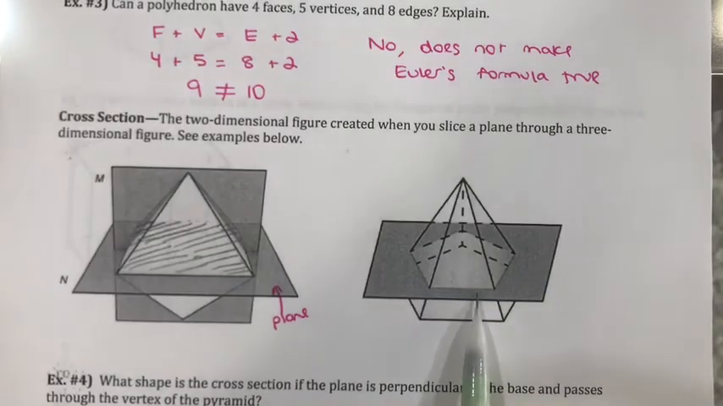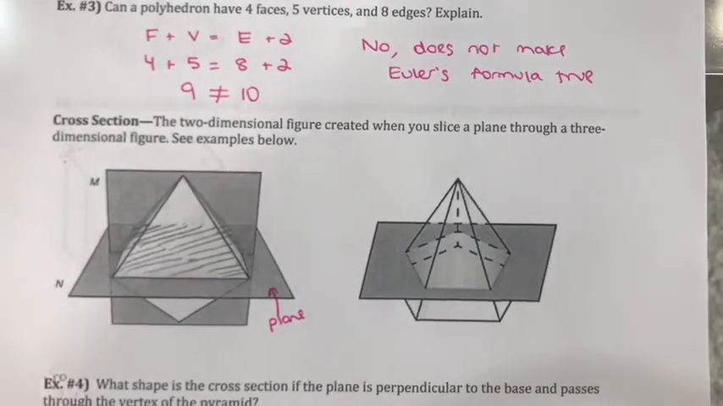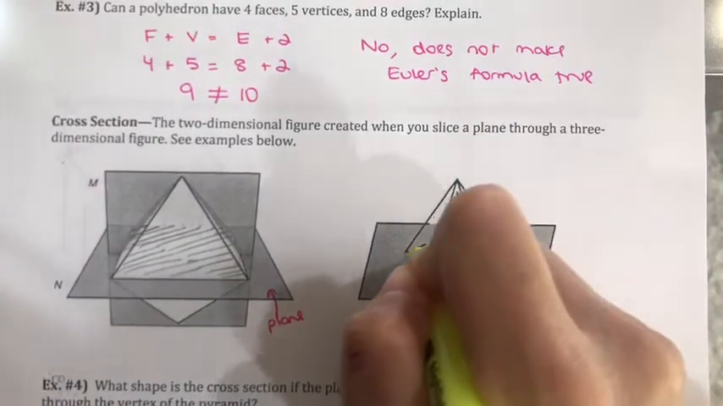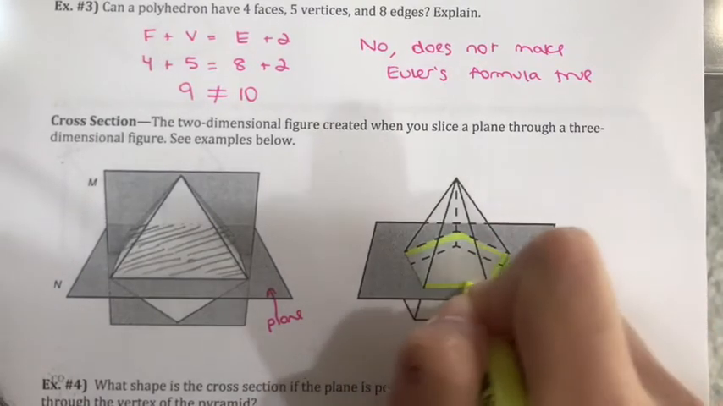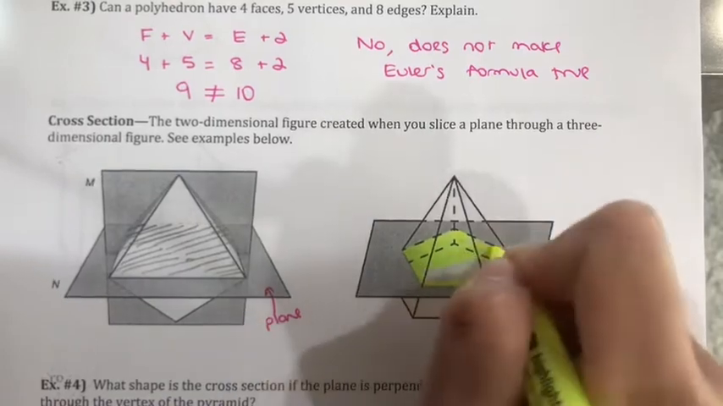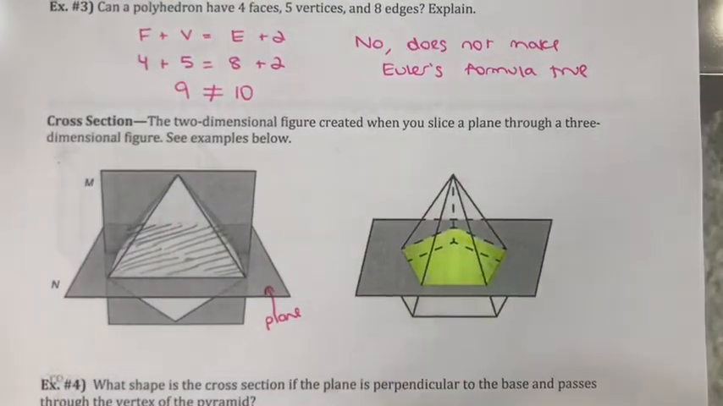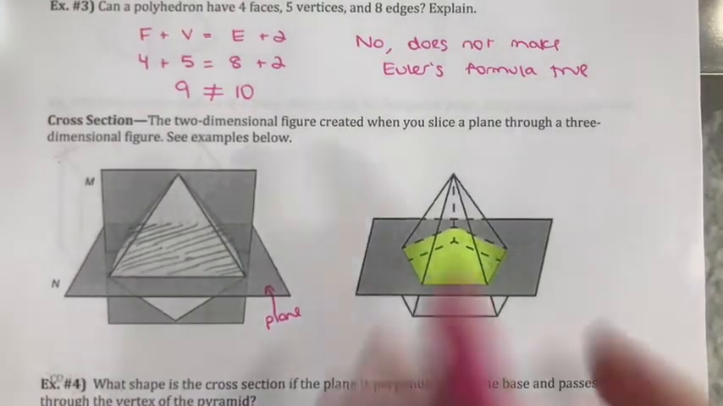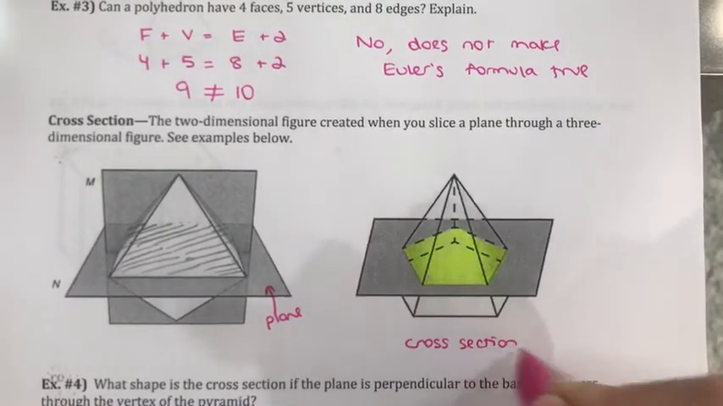Okay, looking at this next one, it's probably a better picture. You can clearly see, and I'll use a highlighter here, that the cross section is a pentagonal shape, so a 5-sided figure, that's sliced into the 3D figure, okay? So the cross section is a pentagon.